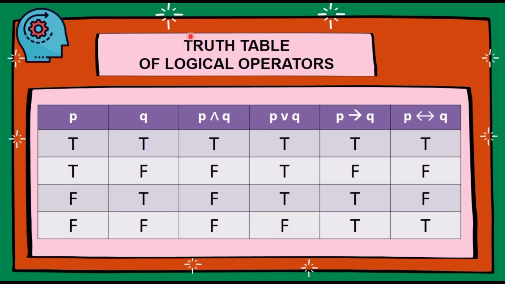Please refer to the summarized truth table of logical operators. P: true, true, false, false. Q: true, false, true, false. P and Q: true, false, false, false. P or Q: true, true, true, false. P implies Q: true, false, true, true. And P if and only if Q: true, false, false, true. This truth table is very important in solving the truth values of propositions.